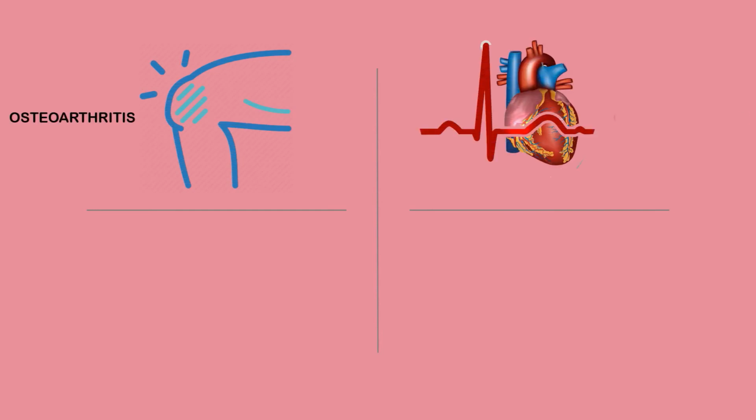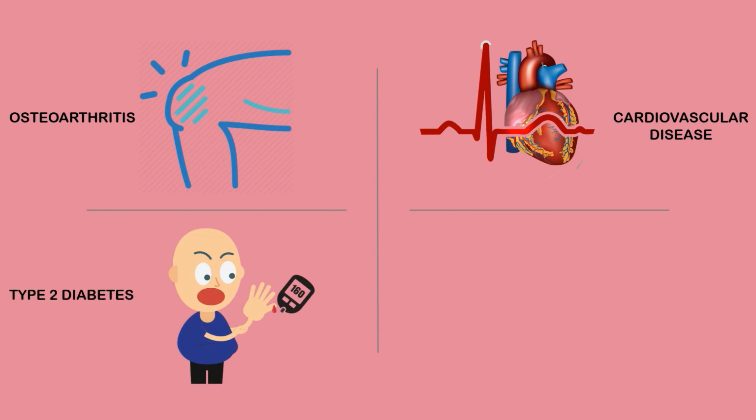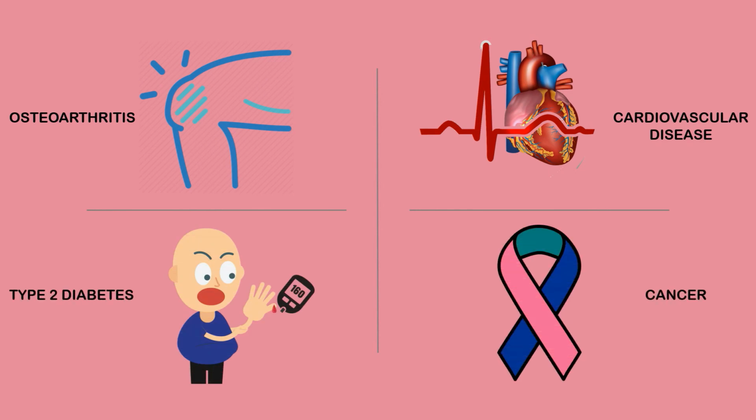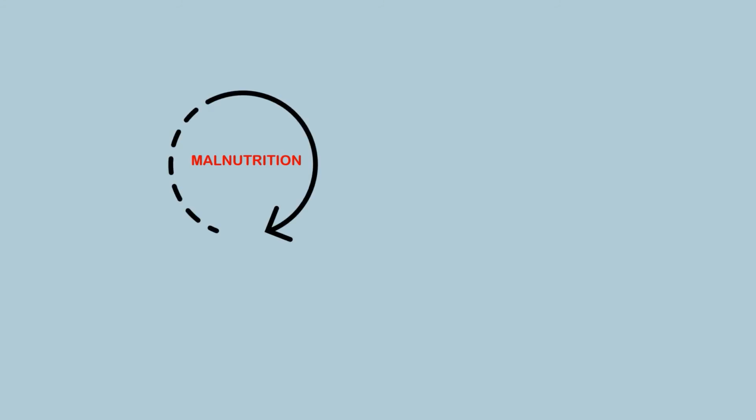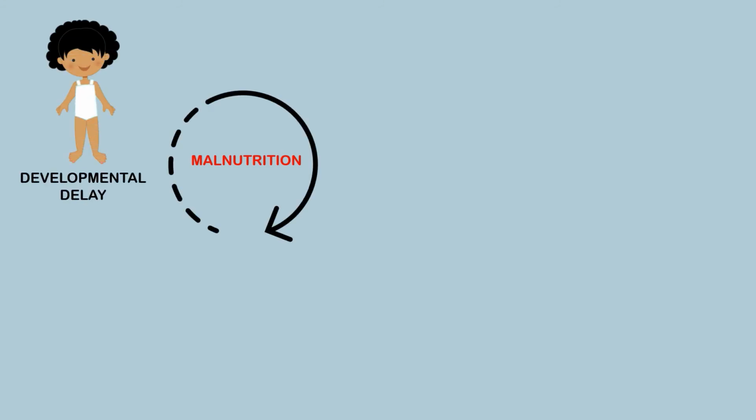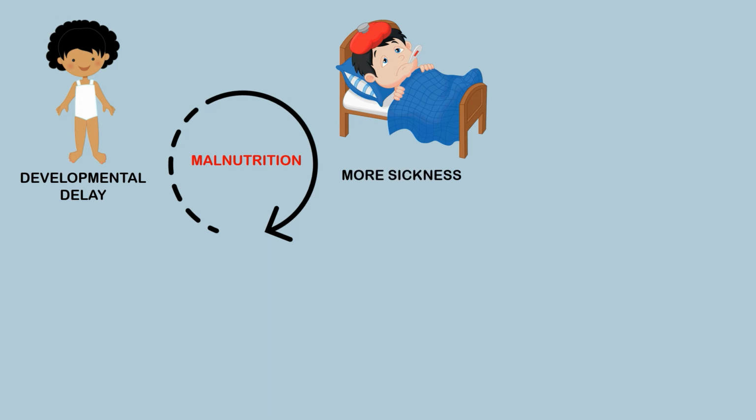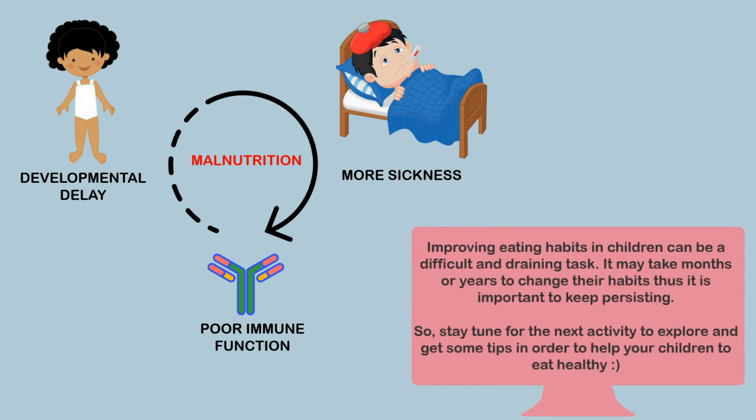Obesity puts our children at higher risk of developing osteoarthritis, cardiovascular disease, type 2 diabetes, and cancer. In conclusion, malnutrition in children, especially young children, may lead to developmental delays and more sickness because of poor immune function, and high nutritional requirements are needed for growth and development.